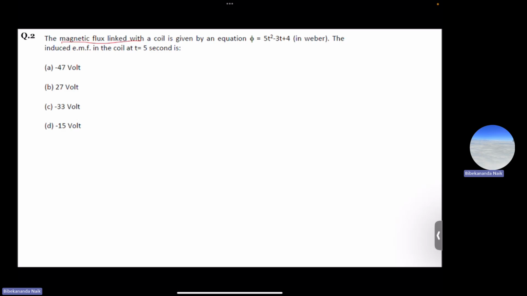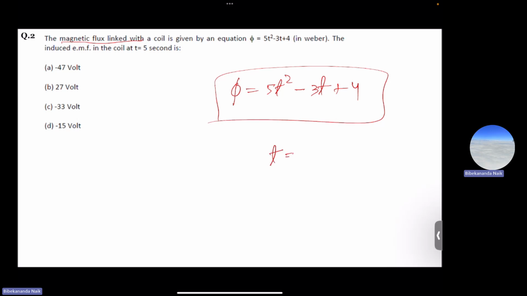Since we know the rate of change of flux produces EMF, here the flux is changing with time, and the expression is given as 5t square minus 3t plus 4. So this is the expression for the flux at a particular time, and we need to find out the EMF at t equals 5 seconds. I'll give you a few minutes and then we will discuss.